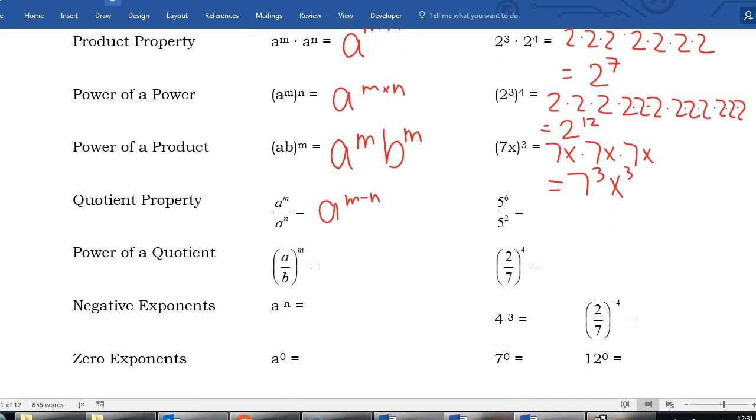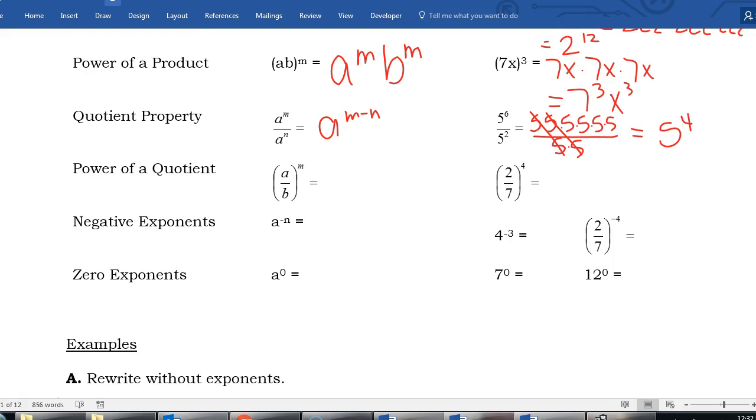5 to the 6th means I have 6 5's: 1, 2, 3, 4, 5, 6. And then in my denominator, I have 2 5's. Now, you should know when you have the same thing on the top and the bottom of a fraction, they're going to divide and give you 1. 5 divided by 5, invisible 1. 5 divided by 5, invisible 1. And what I have then is 4 5's left over. So the shortcut there is, if I have 6 on top and 2 on bottom, 2 from the bottom are going to cross off with 2 on the top. I got 4 left over. 6 minus 2 leaves me with that 4.